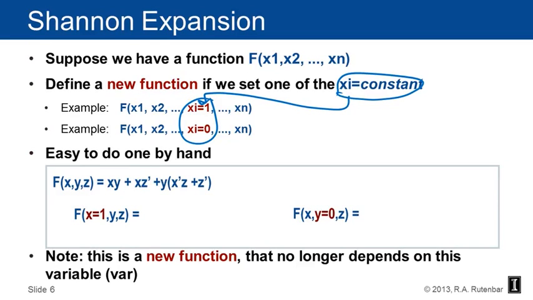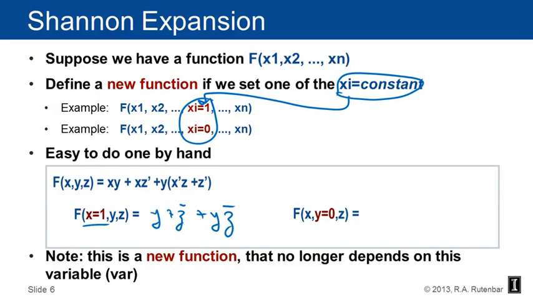If I've got this little function f of x, y, z here, if I set x equal to 1, let's just look, what do we get? All right, so x is a 1, so I'm going to get a y, and then x is a 1, so I'm going to get a z bar, and then x is a 1, so the x bar turns into a 0, and I believe I get a y z bar. Okay, so that's the function.